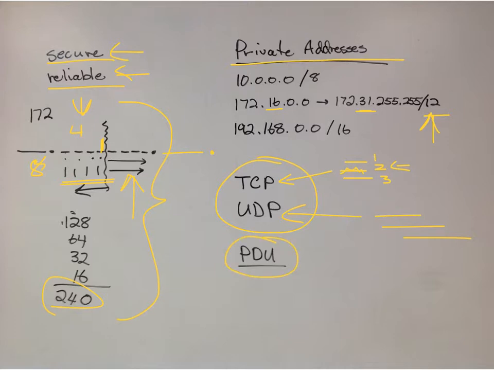Protocol data unit. It's a generic term for segments, packets, frames, however you're using it.